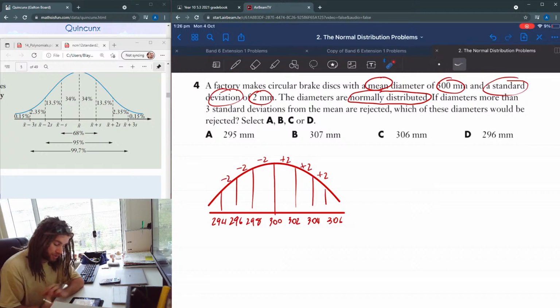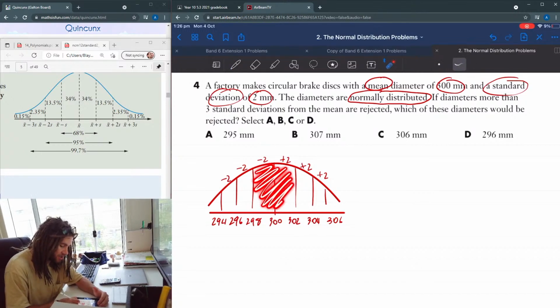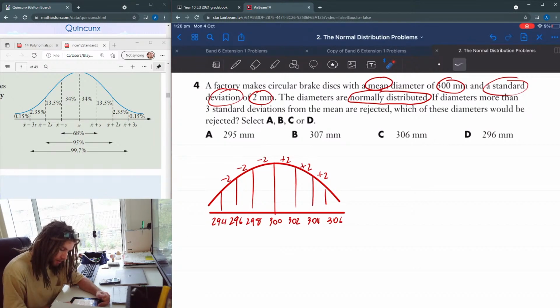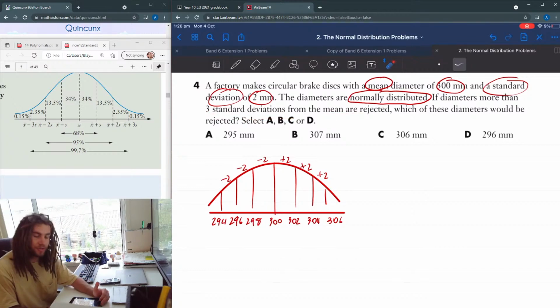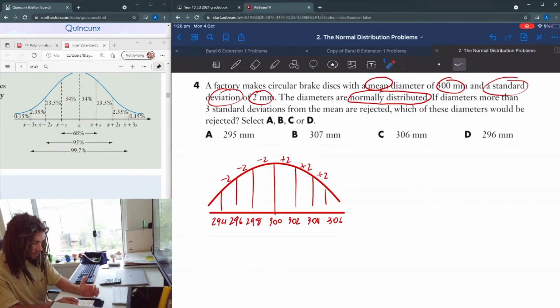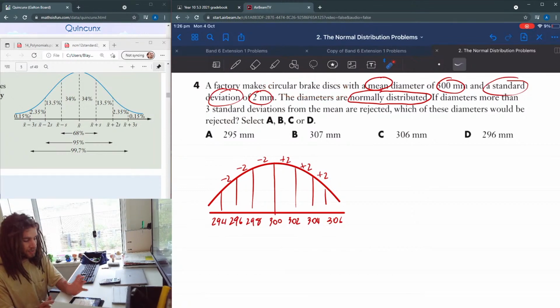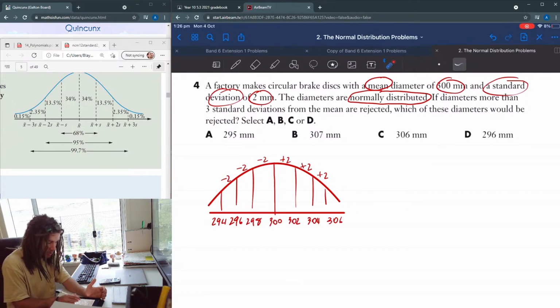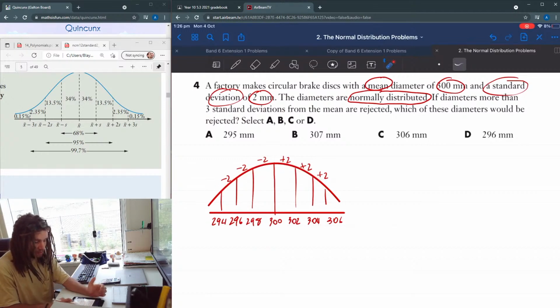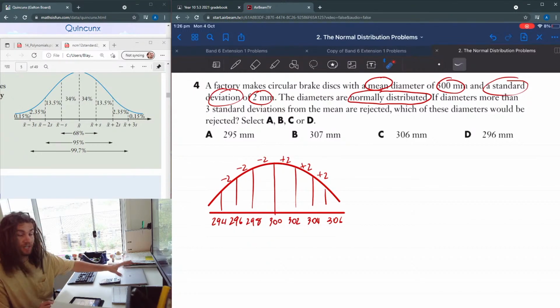Okay. So just by looking at that, 68% of the scores are going to be in here, so between 298 and 302. Okay, if diameters are more than 3 standard deviations from the mean, they're rejected. So this is a real thing. A factory makes a bunch of circular brake discs, and obviously there's going to be some form of error, like they're all not going to come out exactly perfect, but if they're so far away from the average, so far being 6 away from the middle, then they say, no, that's not good enough to sell, so they just chuck it.